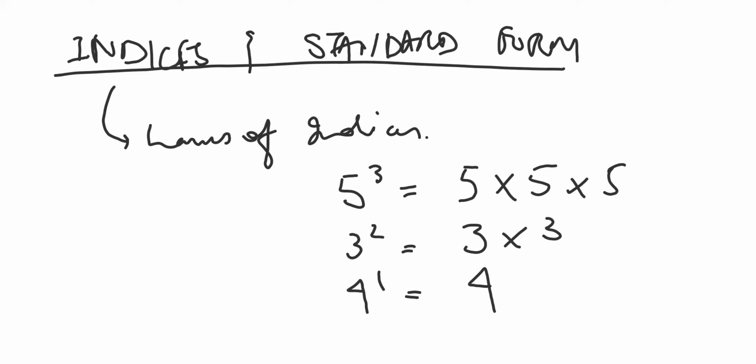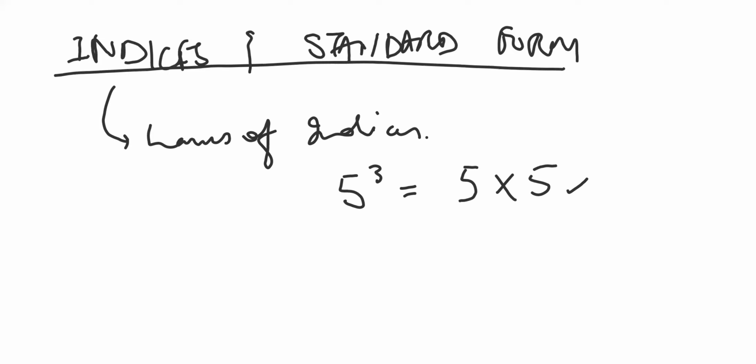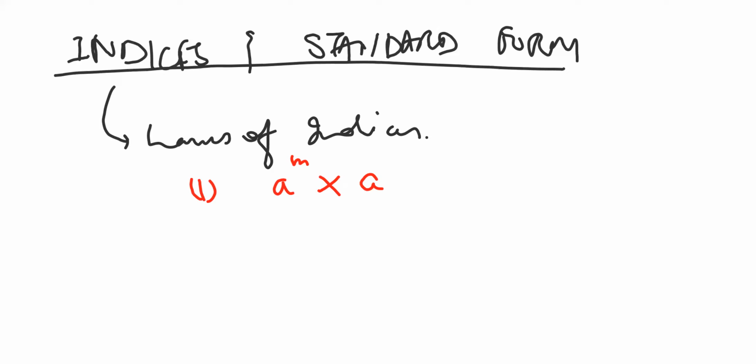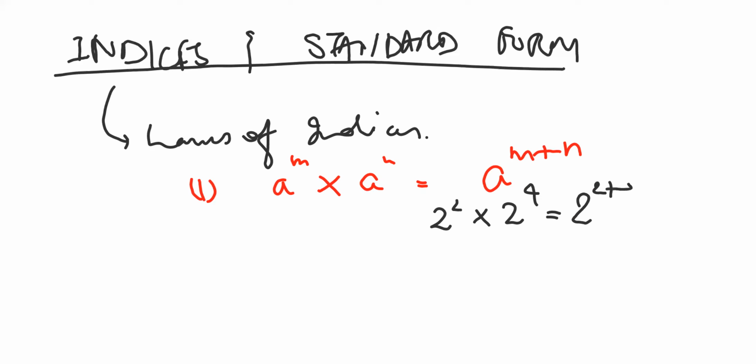Now, what happens in laws of indices is, the first law of index states that if our base is the same, which means, for example, you've got two A's and they're being multiplied, then the powers that they're holding would be added. So this would become a to the power m plus n. Now, for example, if you've got 2 squared into 2 raised to the power 4, the answer would be 2 plus 4, which would give you 2 raised to the power 6.